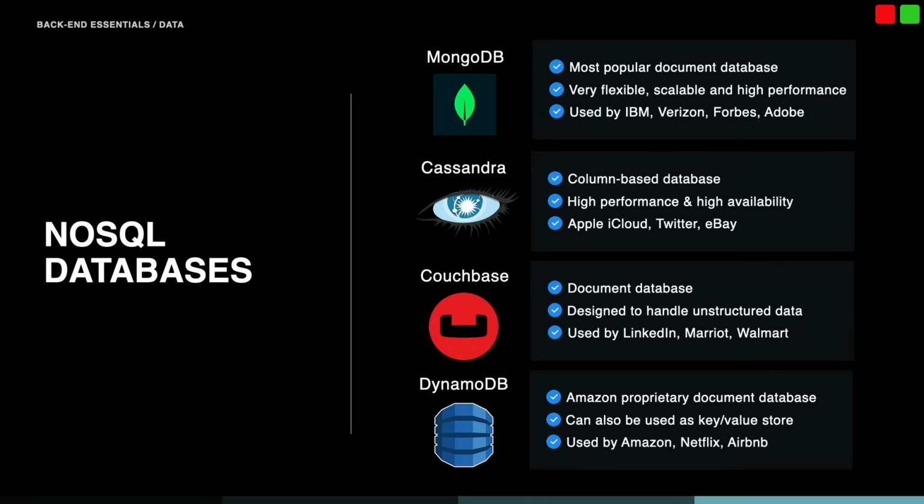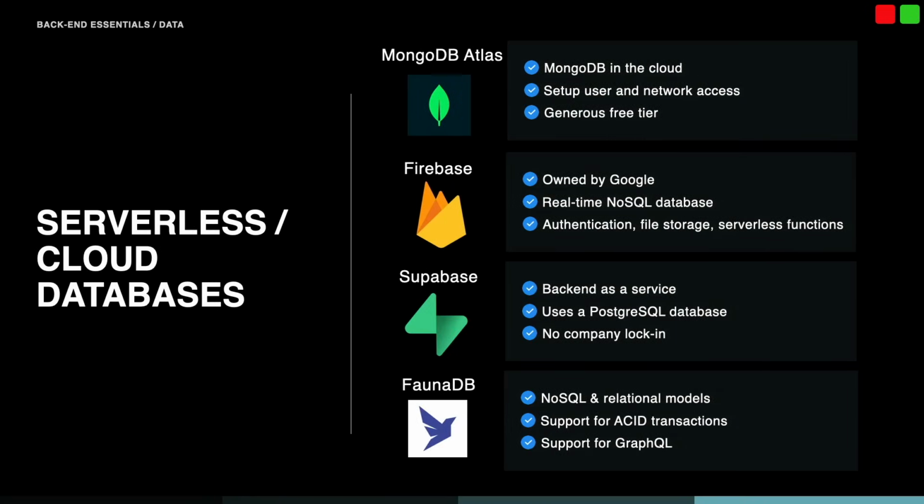So now I want to look at serverless or cloud databases. These are extremely popular in 2023 and beyond. These are databases that are obviously hosted in the cloud, so you don't have to install and manage them on your own server. And I think that this is the general direction that we're going in when it comes to data. They provide scalability, flexibility, and you don't have to worry about the infrastructure and the maintenance.